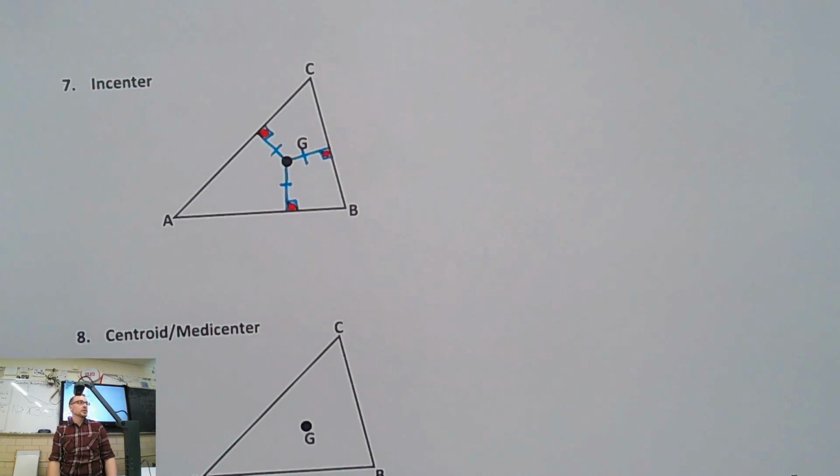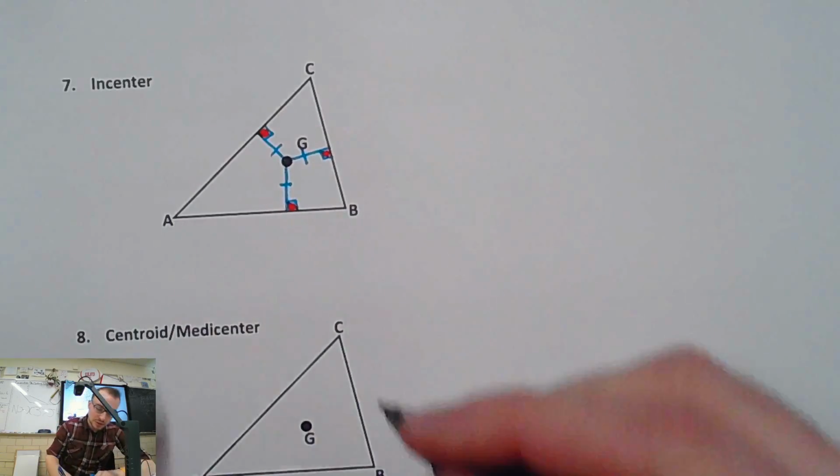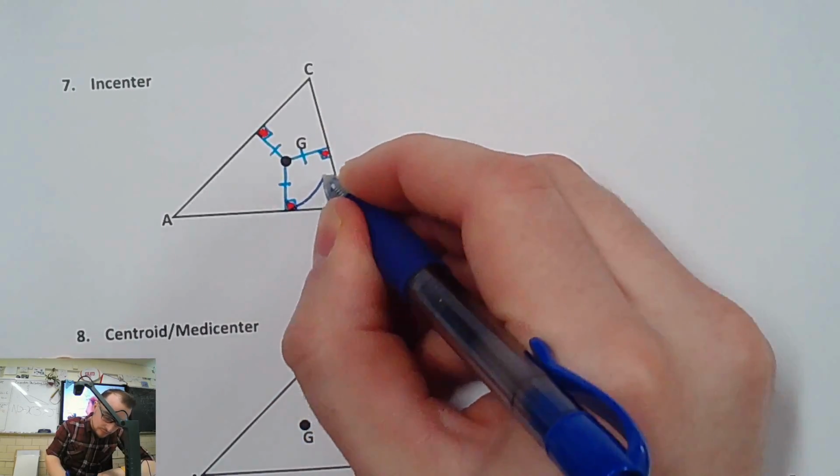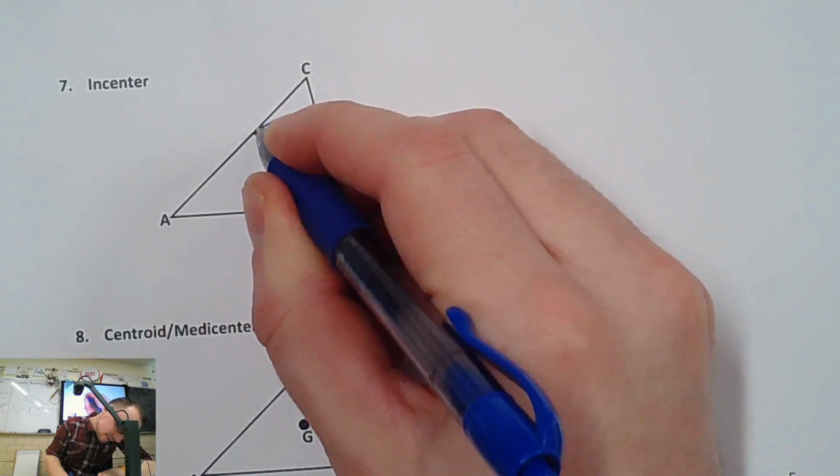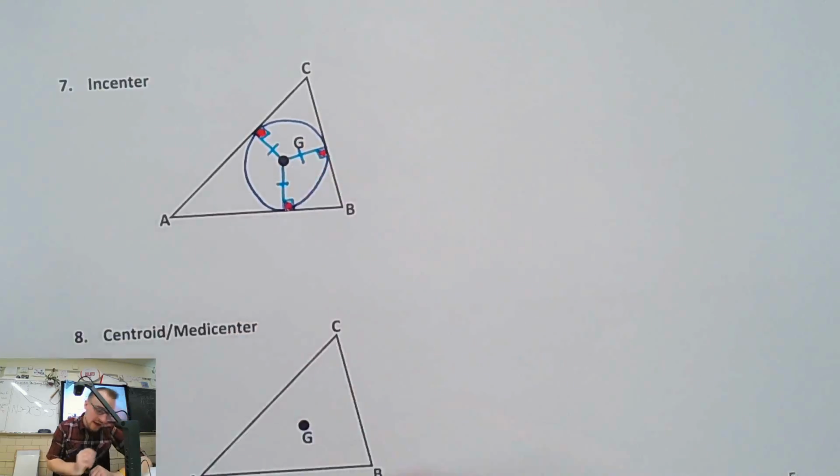But we must have a hidden circle here, a secret circle. And it's an inscribed circle, so I'm going to connect all these up. That's pretty good. Best one today. All right. Cool.